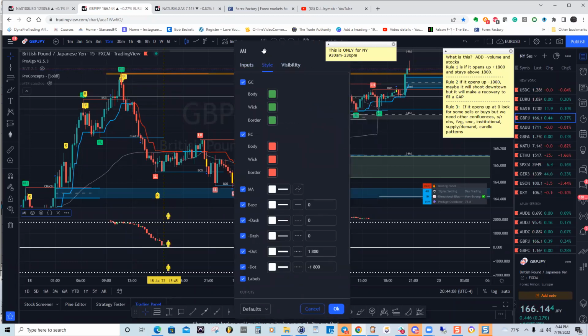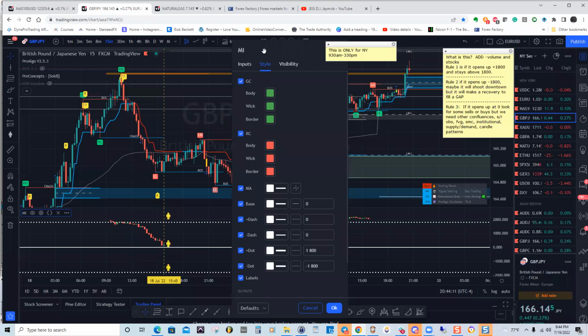If everyone understands how to get the indicator, how to set it up, type in 3 9s.